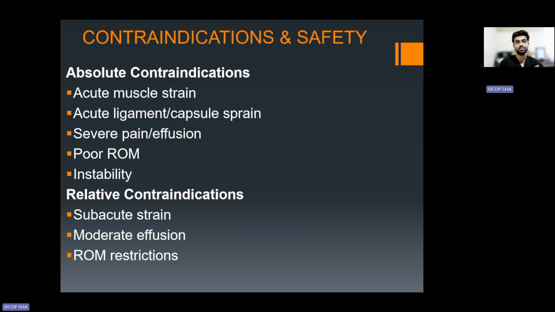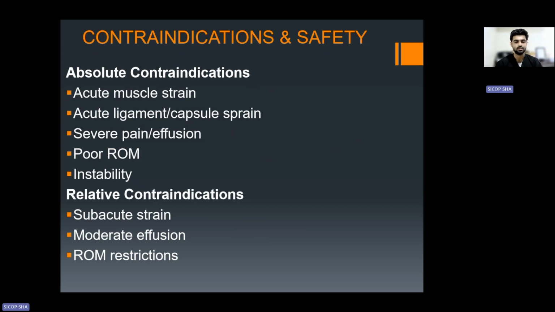Now, what are the contraindications and safety after ACL reconstruction to test and train isokinetically? Absolute contraindications are obviously acute muscle strain. We can't test and we can't train. Acute ligament or capsular strain, yes, in the initial stages of the injury, we can't use isokinetic testing and training. If the patient is having severe pain and effusion, we will not test and train.